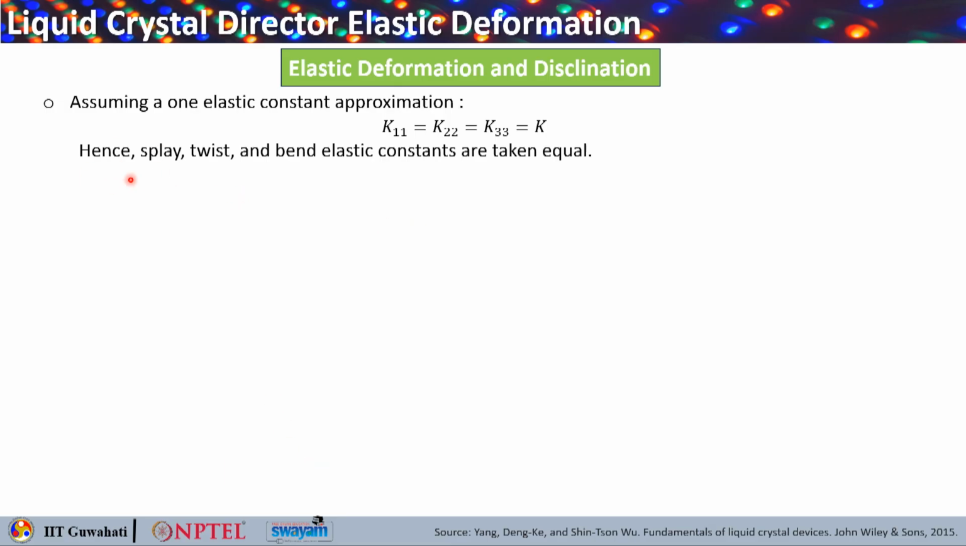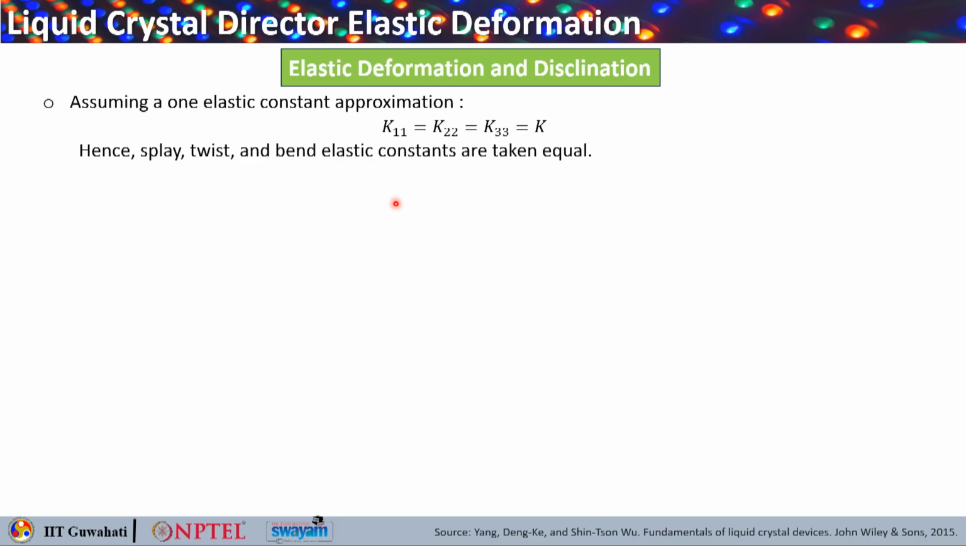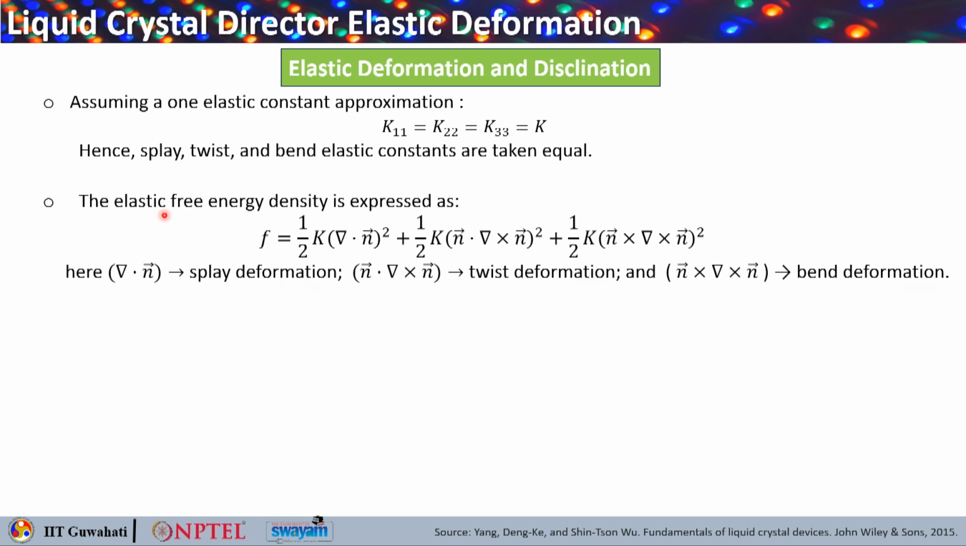If you assume a one elastic constant approximation, in that case all these different coefficients K11, K22 and K33 can be considered equal to K. That means the splay, the twist and the bend all have equal constants. In such an approximation, the elastic free energy density, which was expressed earlier, can be rewritten with K11, K22 and K33 all replaced with K. Once again, the first term tells you about the splay deformation, the second term about the twist deformation, and the third term about the bend deformation.